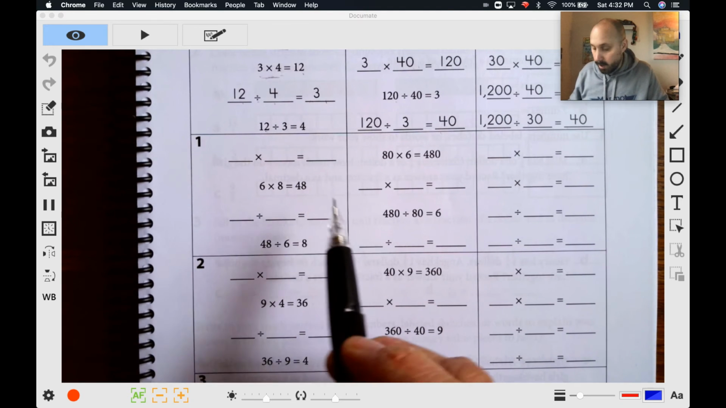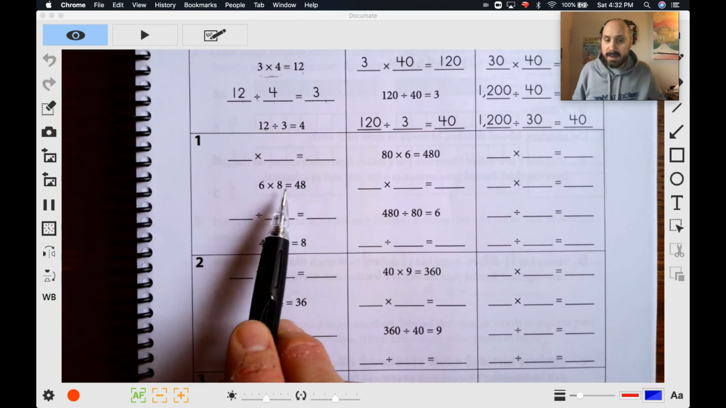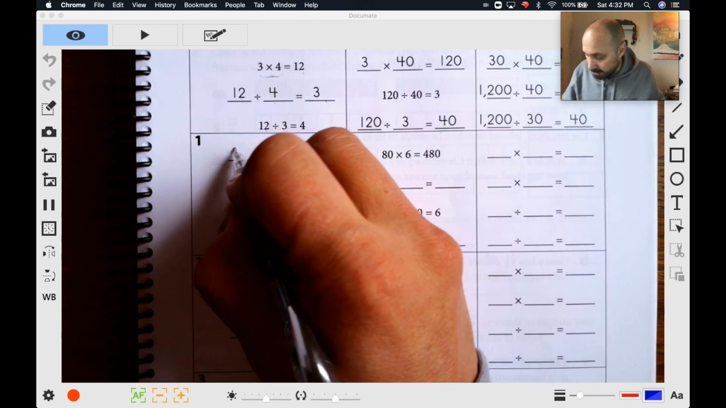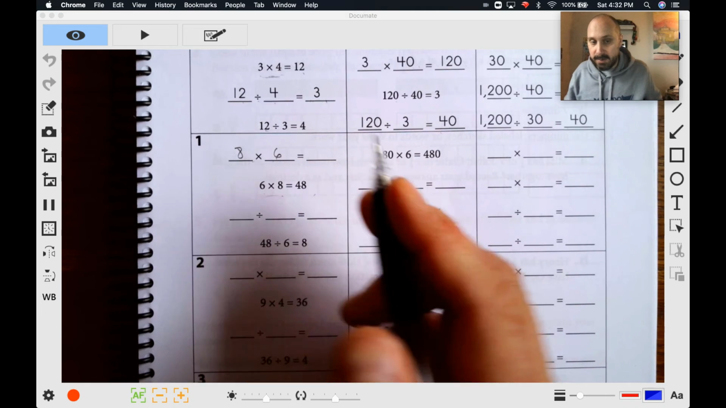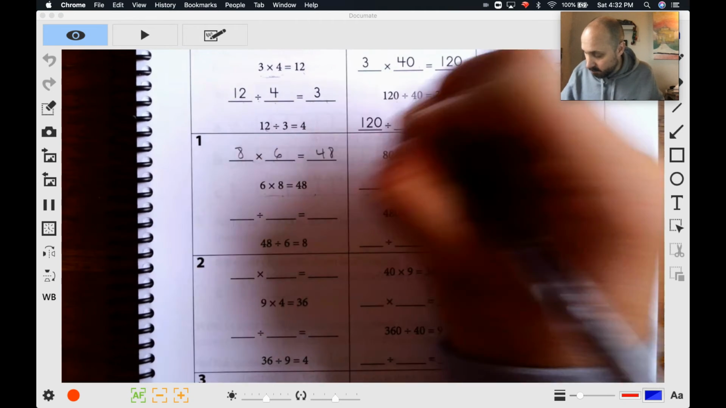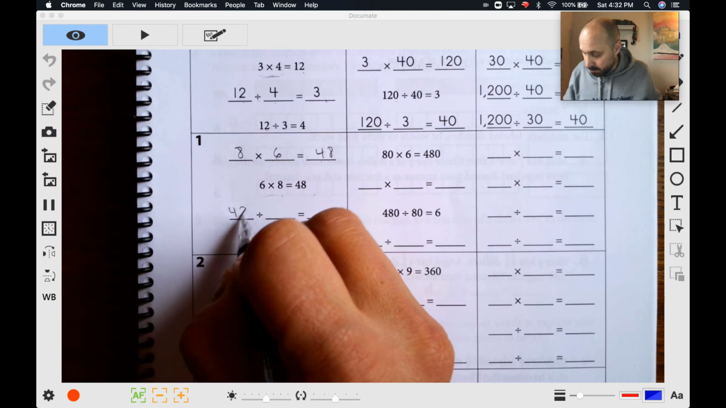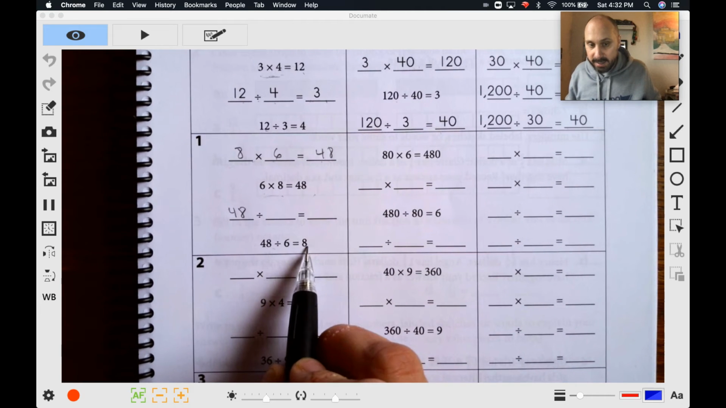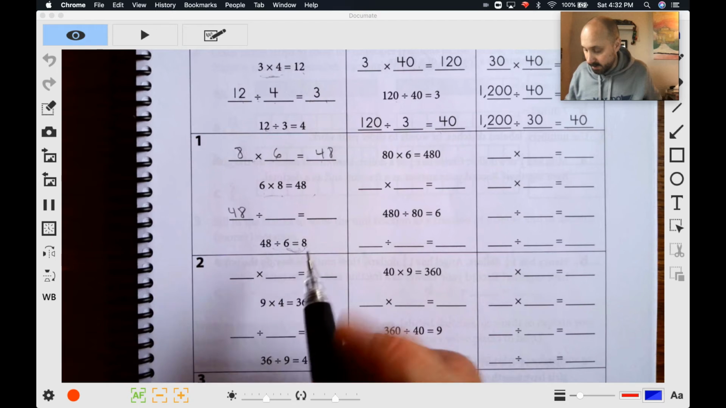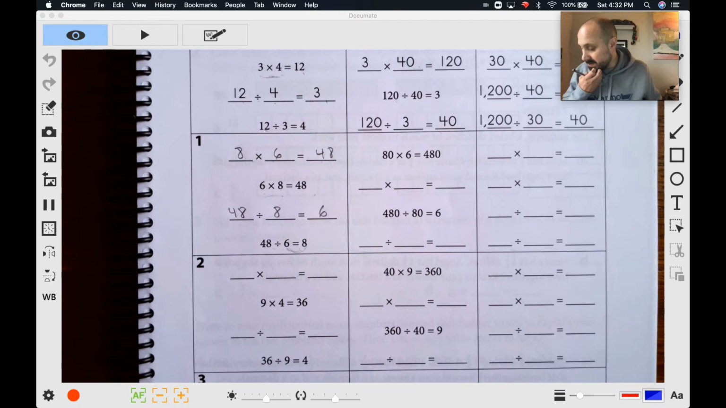So for number 1, they give us the hint of 6 times 8 is 48. So the top one, we'll just flip the 6 and the 8 and make it 8 and 6. So 8 times 6 is 48. And on the bottom, we're going to use the product first. And since they did 48 divided by 6 equals 8 here, we're going to do the opposite of that. We're going to do 48 divided by 8, and that equals 6.